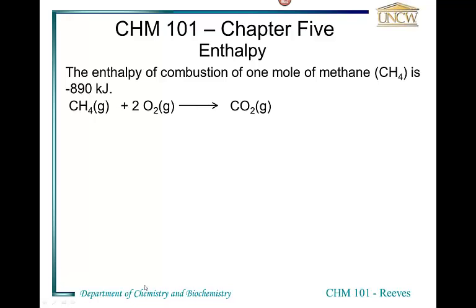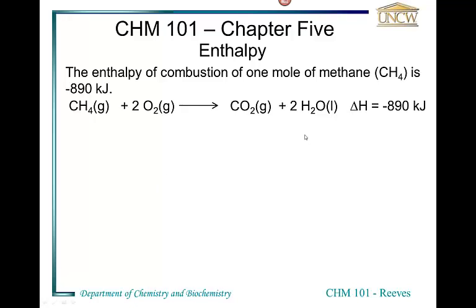Here's our reaction. Remember, the combustion of a hydrocarbon produces carbon dioxide and water. This is a balanced chemical reaction representing the reaction of 1 mole of methane. Notice it takes 2 moles of oxygen, and you get a mole of CO2 and 2 moles of water. With this additional information, we can also write that delta H for the reaction is minus 890 kilojoules.